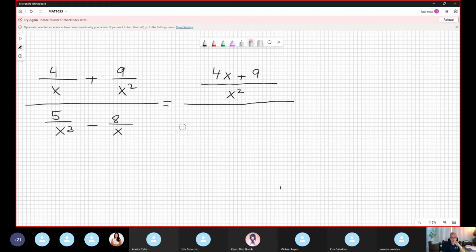Who helps me with the second part, the bottom part? I need to condense it. Put the long line. What is the least common denominator between x cubed and x? It's x cubed. Super. X cubed divided by itself is 1, times 5 is 5. X cubed divided by x is x squared, multiplied by 8 is 8x squared. Done.